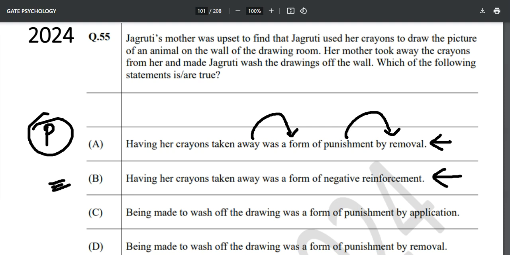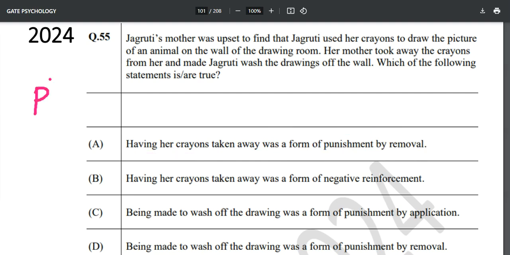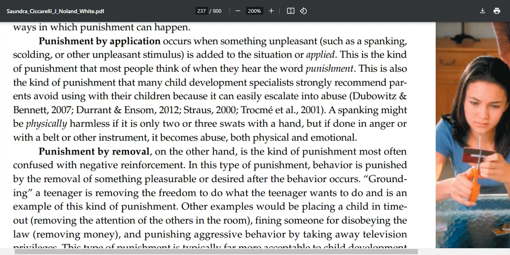If you are confused, it is very difficult to answer this correctly. So what is happening over here is it was a punishment given to her, which is by removal. So the answer is: having her crayons taken away was a form of punishment by removal. The basic priority over here is that in punishment we want the behavior to stop, and in negative reinforcement we want it to be reinforced. If you have this book, your life will be very easy, just as you found this channel. First of all, punishment by application and punishment by removal. These two are given.